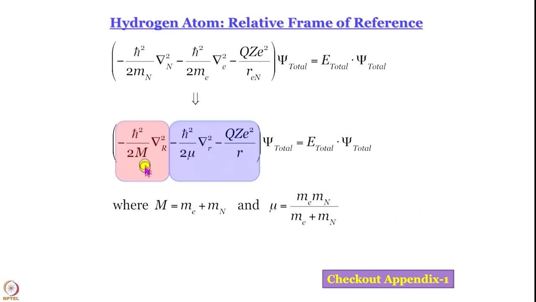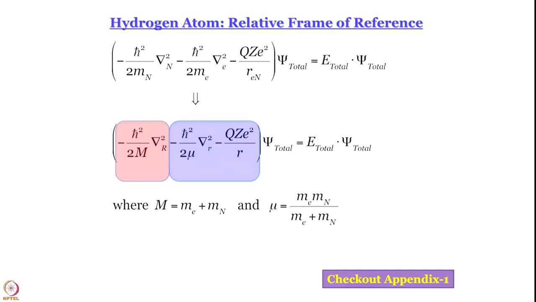But what is important to see, the reason why we have two colors of highlights, is that the first term is minus h cross square by 2M, where capital M is the total mass of the atom, times del capital R square. So, this would be the kinetic energy term of the center of mass. The second term is minus h cross square by 2 mu, what is mu? The reduced mass, multiplied by del small r square. So, the second term is the kinetic energy term of the electron with respect to the nucleus.